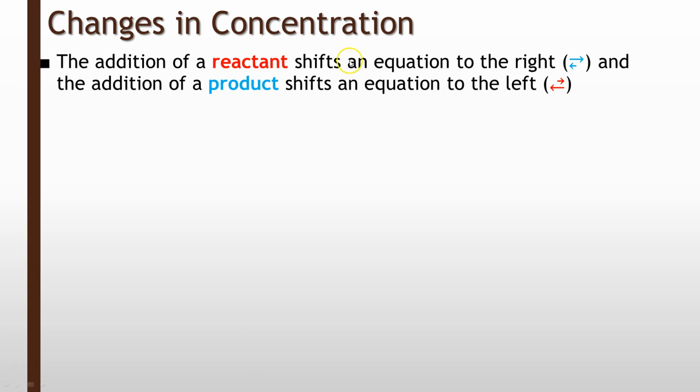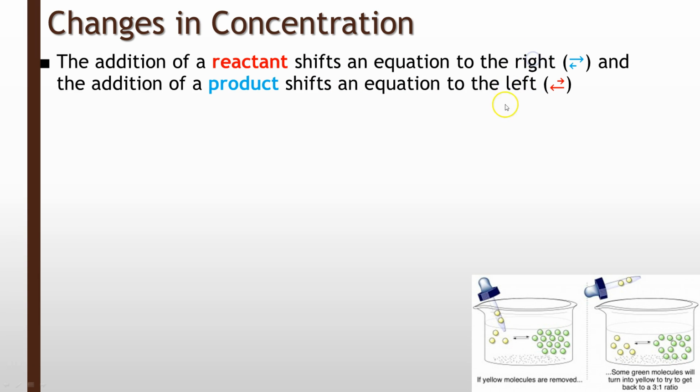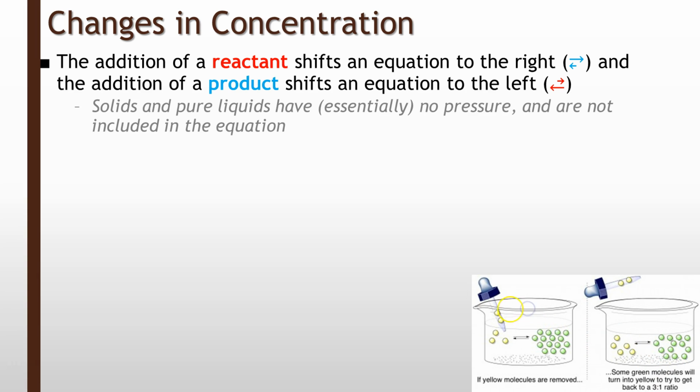If I add a reactant, I'm going to shift an equation to the right. And if I add a product, I'm going to be shifting the equation to the left. It seems weird that these colors are opposites. The reactant is going to be pushing it more toward the right where things are bluer, and the product is going to be pushing it more toward the left where things are redder, but it makes sense. It's trying to undo whatever you've just done. I've taken a few yellow molecules out of here, and the whole reaction is going to shift to the left to sort of compensate for the fact that those are now missing.